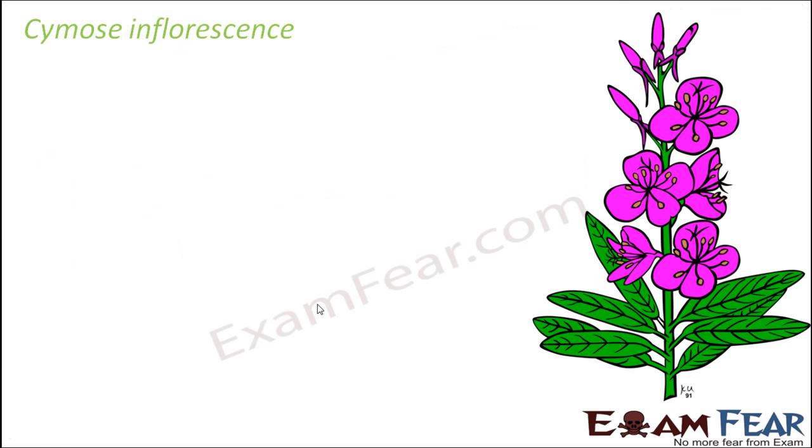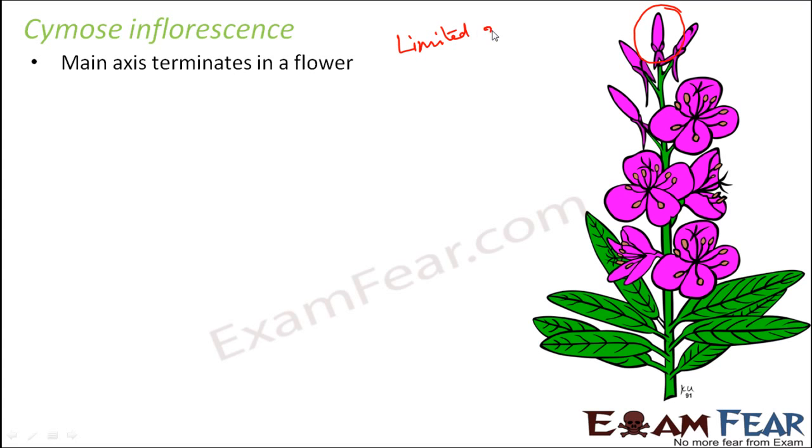Let us now see what is cymose inflorescence. Here, the main axis terminates in a flower. So the main axis itself, see, this was the main axis, right? So the main axis ended up in a flower. That means it cannot grow any further. So the main axis has limited growth. Axial branches continue to grow. So even though the main axis cannot grow, the main axis will not be very high. However, the lateral branches which bear flowers can continue to grow. So it will spread laterally.